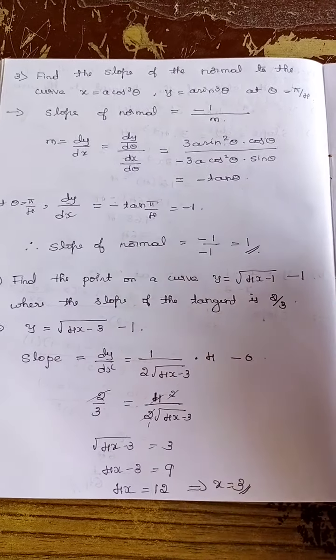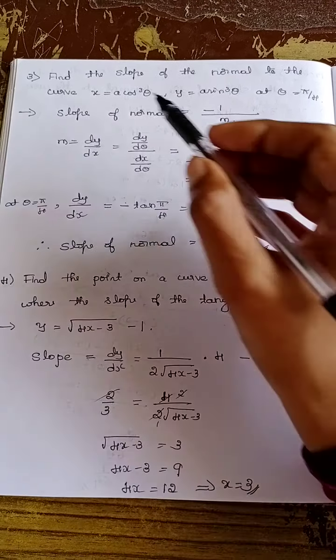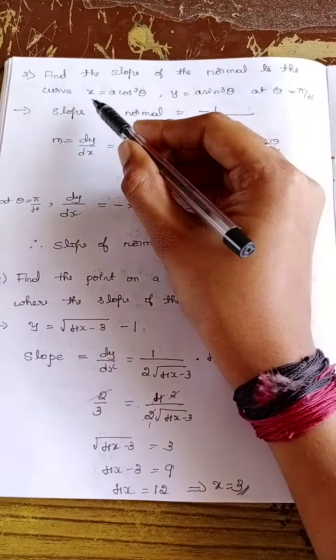Here m is the slope of a tangent, but here x is a function of theta and y is also a function of theta. Then m is equal to, we know m is equal to dy by dx, but y is a function of theta. We have to differentiate y with respect to theta, that is dy by d theta, divided by x which is again a function of theta. We have to differentiate x with respect to theta, that is dx by d theta.